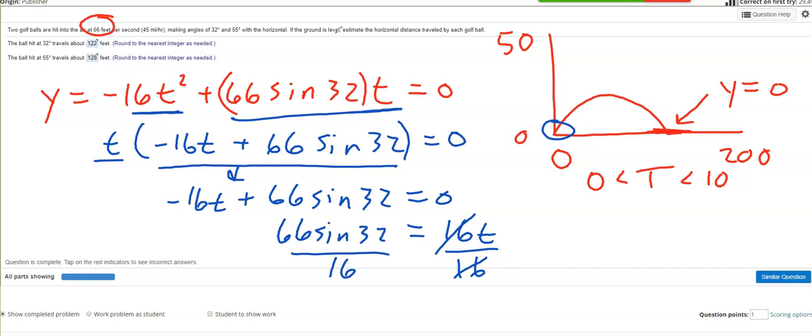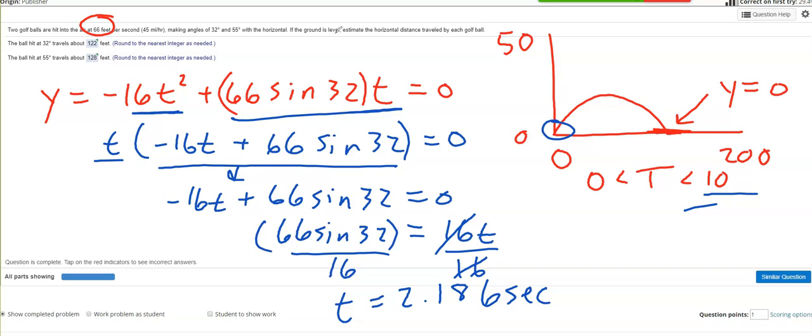66 sine 32 divided by 16. Use parentheses around the top if that's what you're choosing to do. So we got 2.186 seconds. Okay, so obviously 10 seconds was way big on a graph.